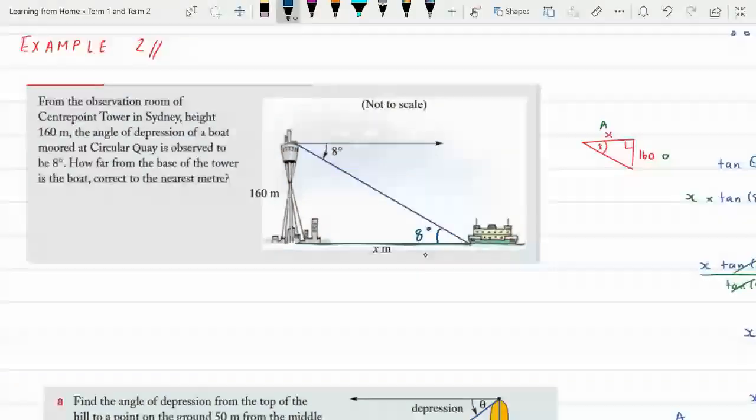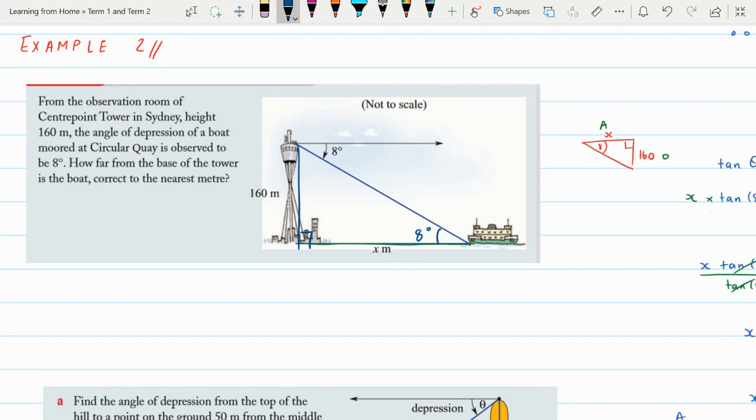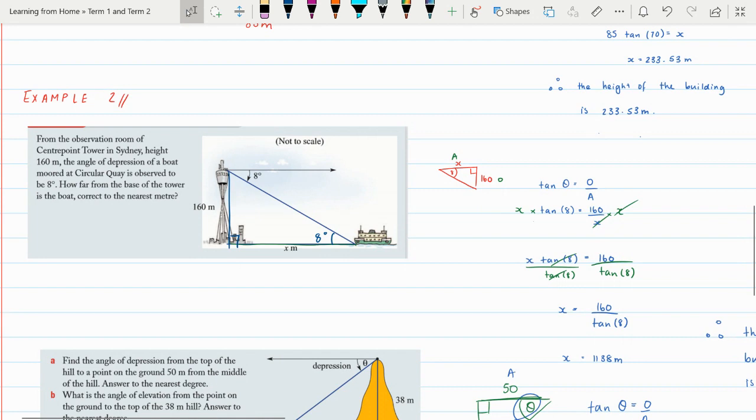Okay, so then you have a nice triangle with your right angle. You have one side that you know, your 160. You have X, which you're trying to find, and you have your angle. And then the working is just over here to the right.